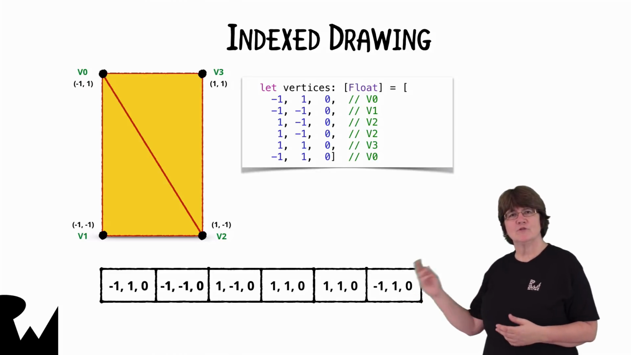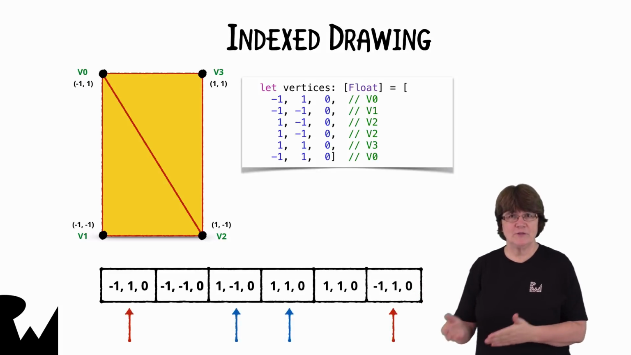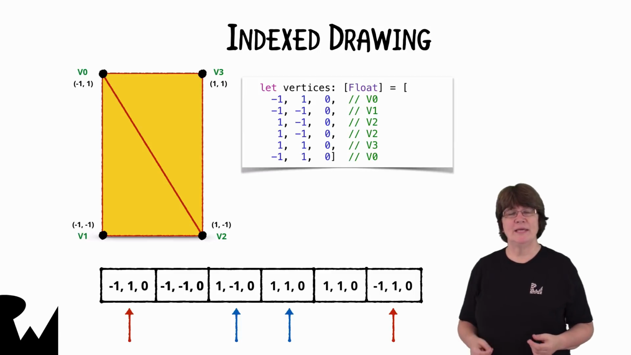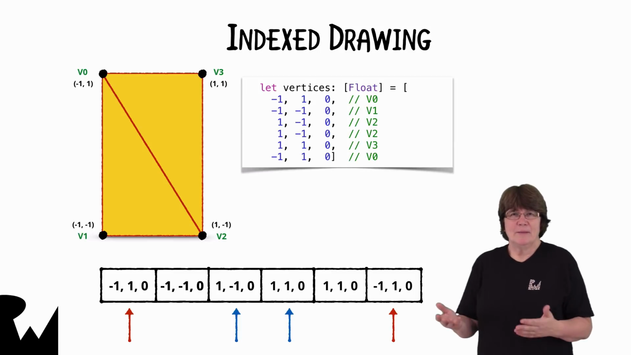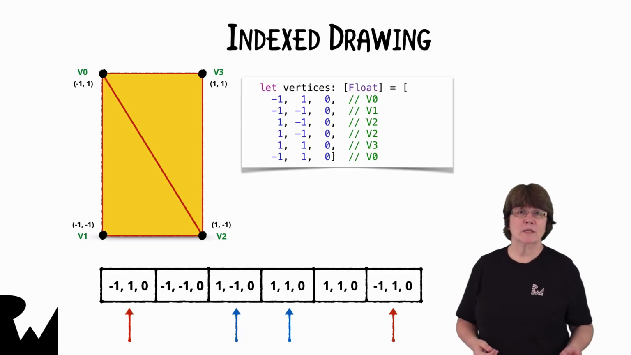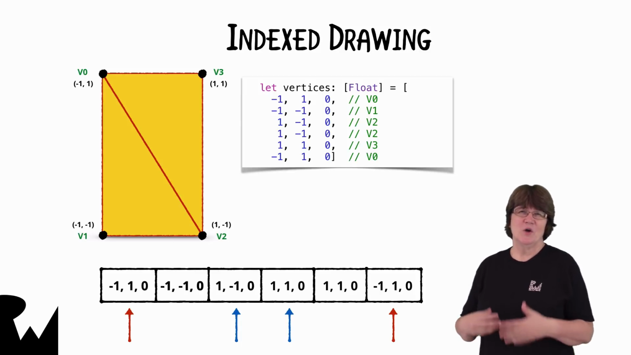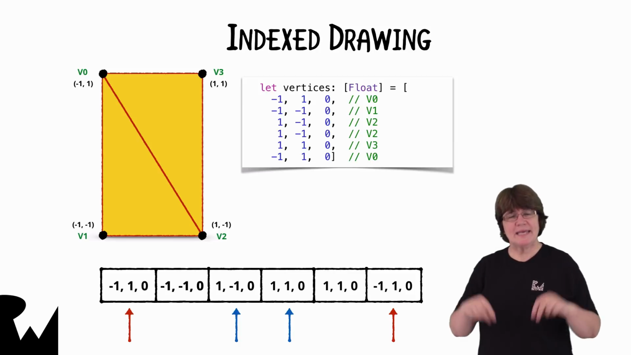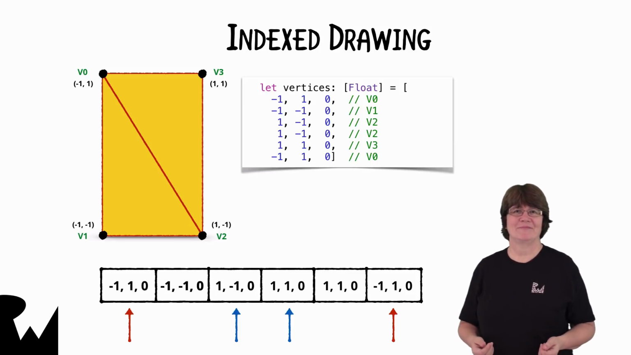To create two triangles with three vertices each, you need six vertices. But you can see that two of the vertices, that's V0 and V2, are repeated in the array. Imagine if this were a model with a million vertices. There could be a lot of repetition. We can improve on this by indexing into the array.